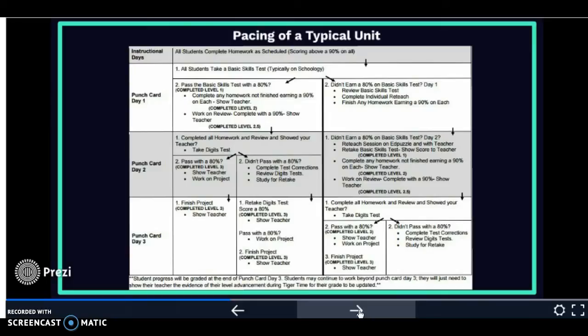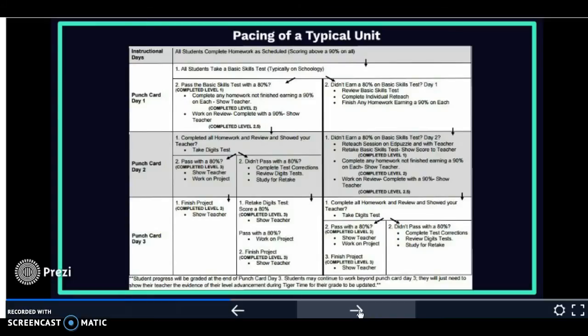Students will then make sure that they have finished all homework scoring above a 90% and redoing homework assignments and questions as needed. Once all homework assignments are complete, they will work on their review and complete it with a 90% or higher. After the review is complete, they will schedule to take their topic test with their teacher.